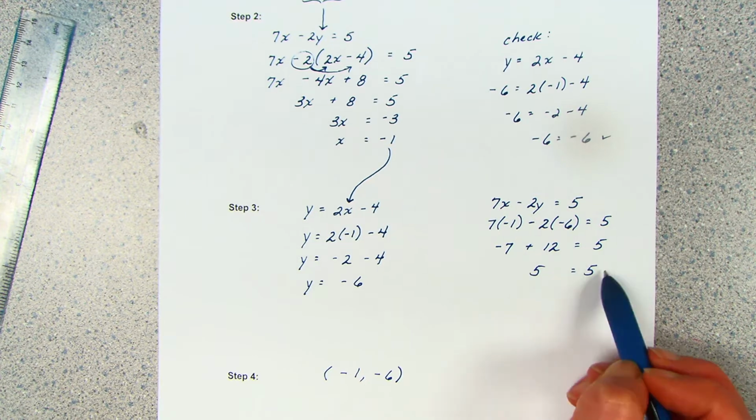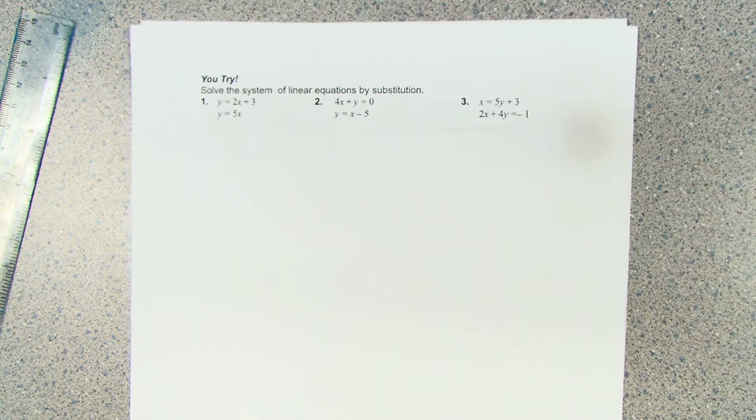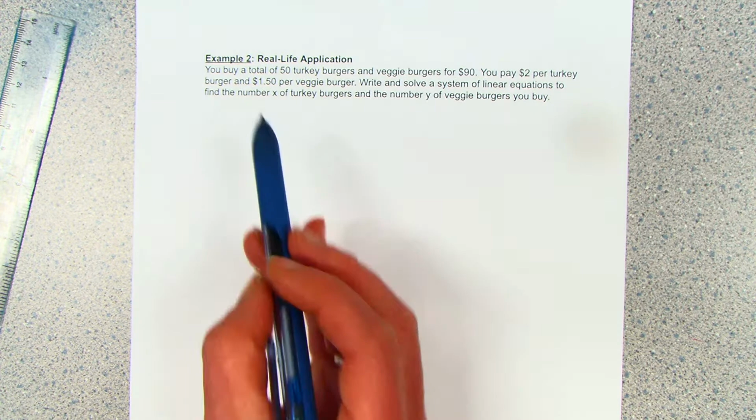And that worked. So that's a correct answer, right? Lots of steps. And the more you do it, the easier it gets. Just check your signs. You have 3 you tries to practice with. And then we have a real life example.